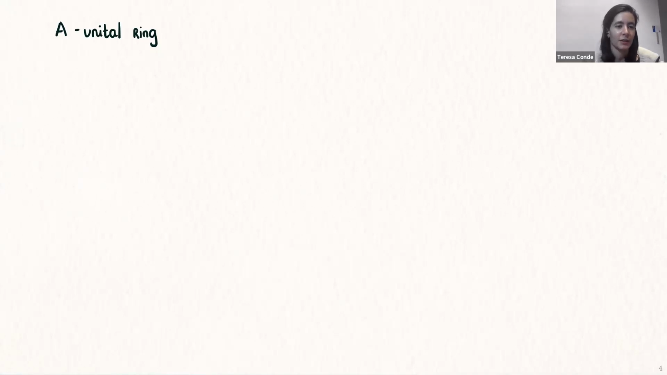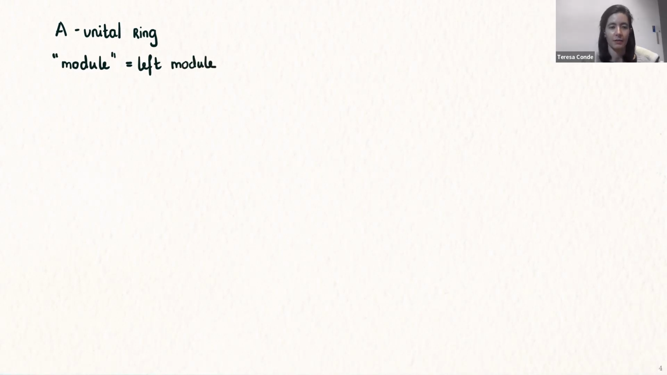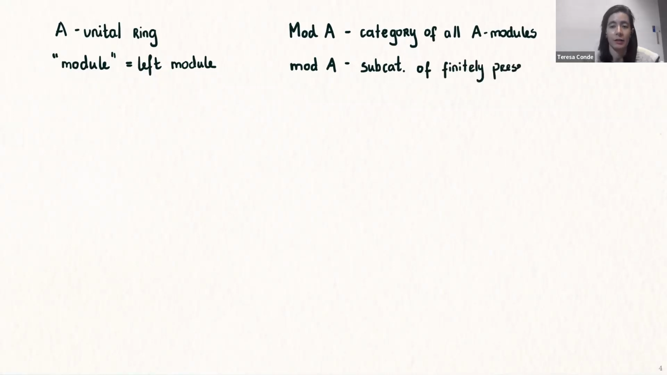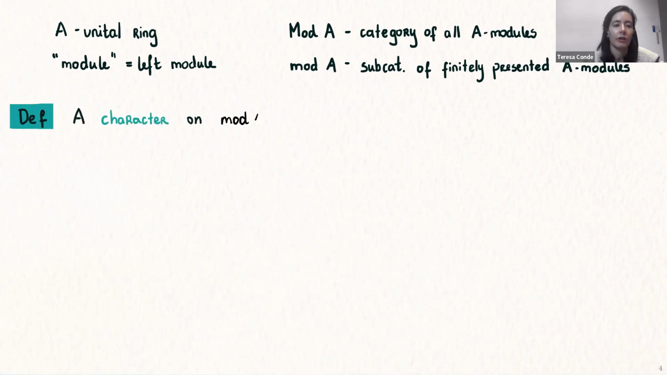Okay, so for that, we are going to start by assuming that A is some unital ring, and for us, module is just going to mean a left module. And well, continuing with some standard notation, big mod A for us will be the category of all A modules, and small mod A is going to denote the subcategory of all finitely presented modules over A. Okay, so now we are all set to say what a character on the ring A is, or a character on small mod A is.